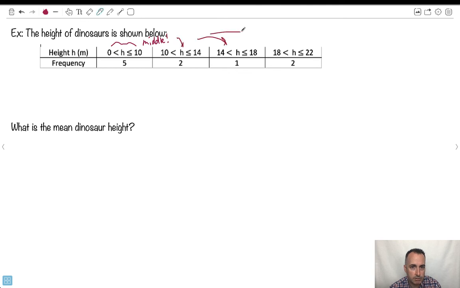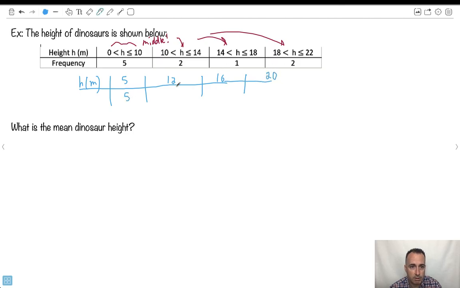Okay, choose the middle points. In other words, I'm going to redo this table to make it a little bit nicer here. So I'll say h. Between 0 and 10, that'll be 5, because that's way easier to work with. So I'll call that one 5. Between 10 and 14, the middle point is 12. 14 to 18, the middle point is 16. This one here, the middle point is 20.